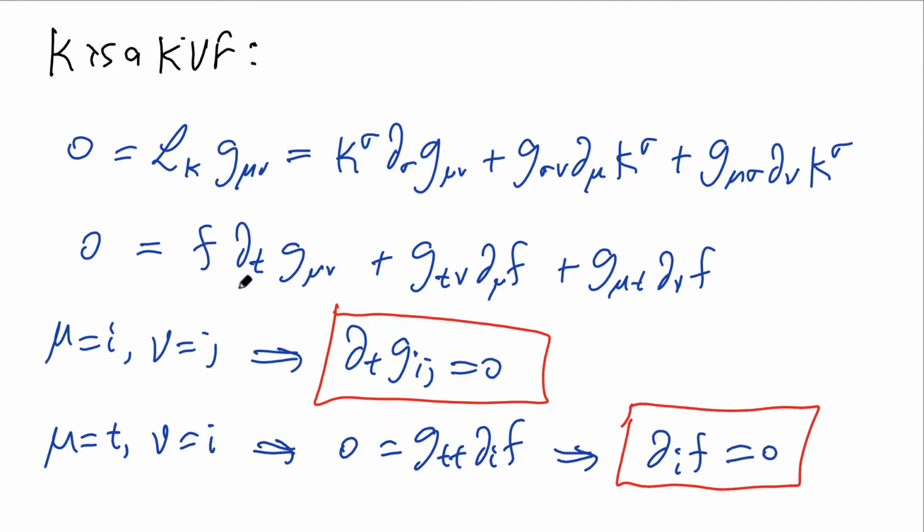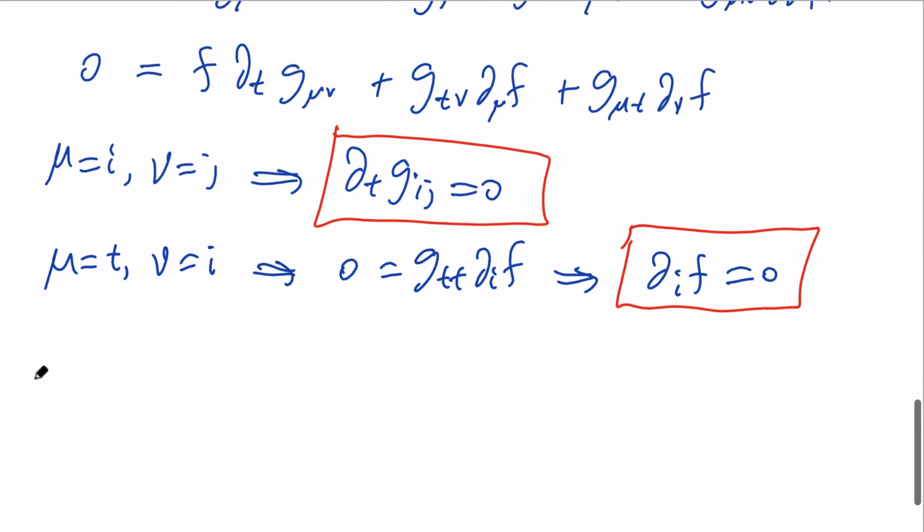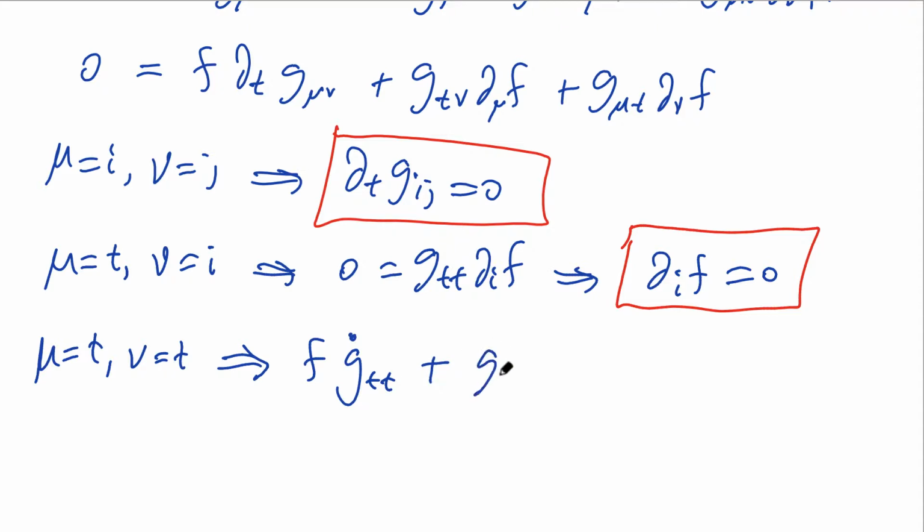And now let's set mu and nu both equal to t. What we find here is f times the time derivative of gtt. Let's just use a dot for time derivative. And here we have gtt times the time derivative of f. And here this is also gtt times the time derivative of f, so we'll just put a 2 in here. And that's equal to 0.